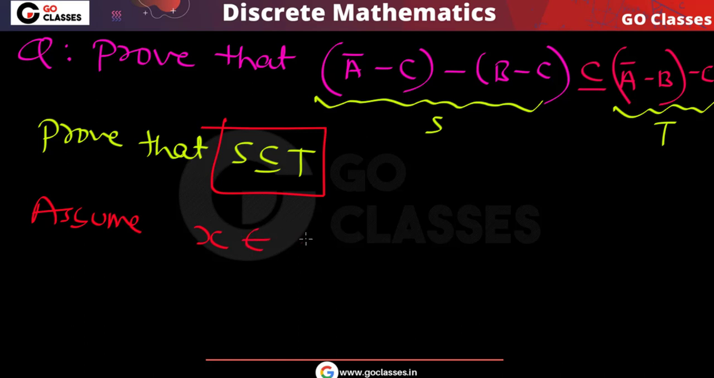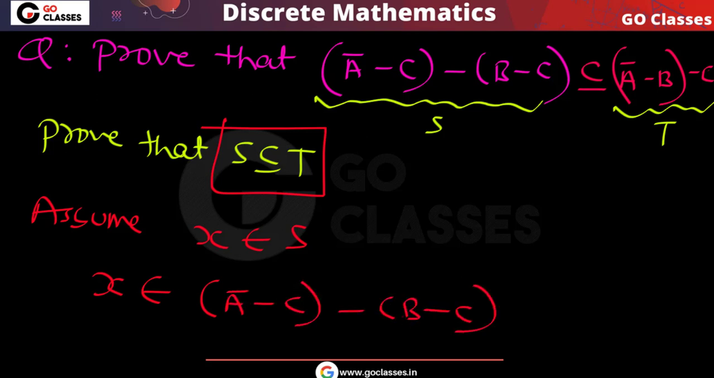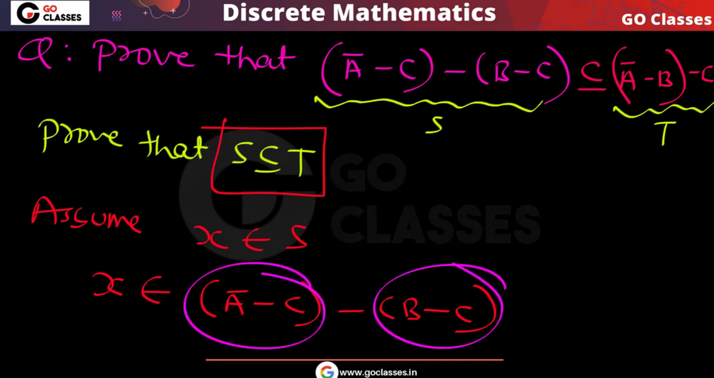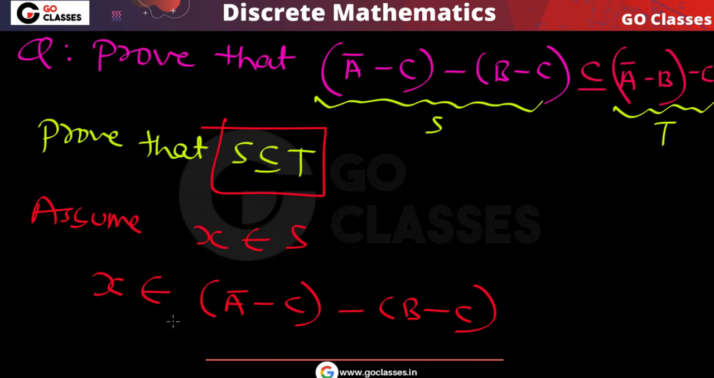You can assume that some element x belongs to S. Just assume this: x belongs to A bar minus C minus B minus C. Now remember, x belongs to A bar minus C minus B minus C means x belongs to this minus this. This simply means that x belongs to this but x does not belong to this.